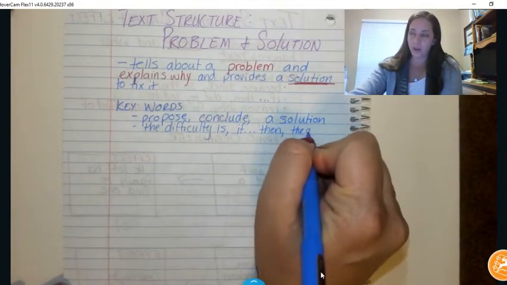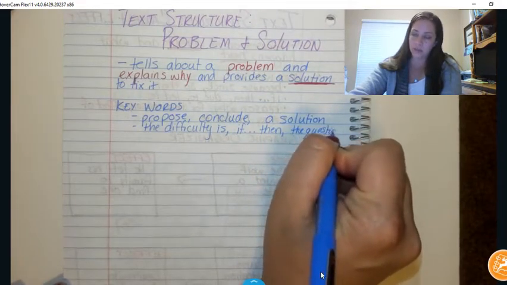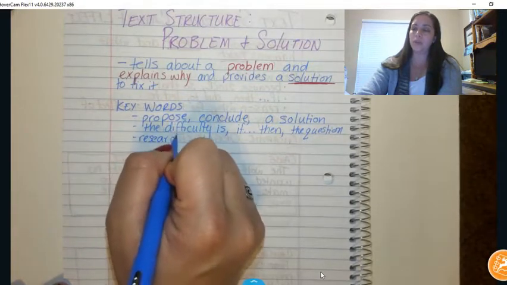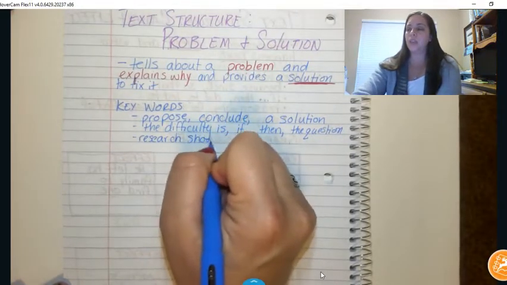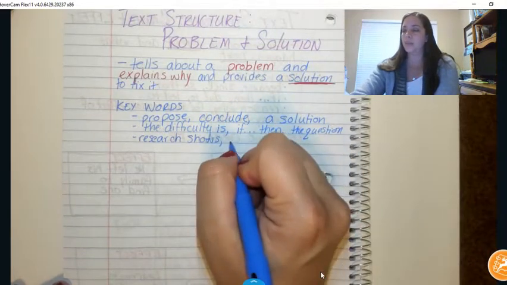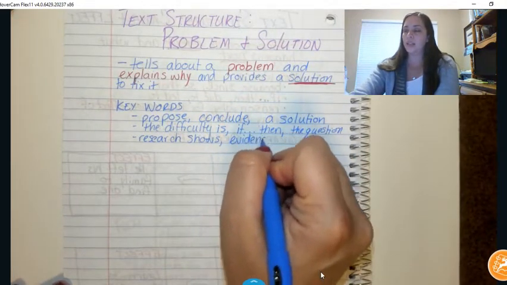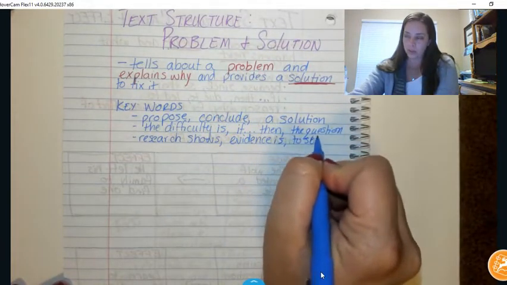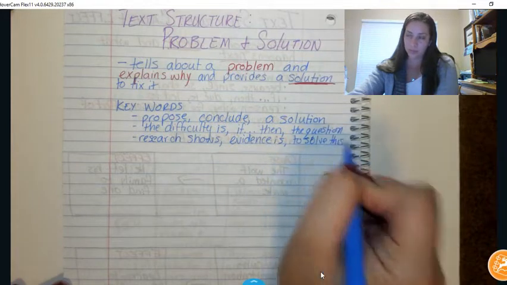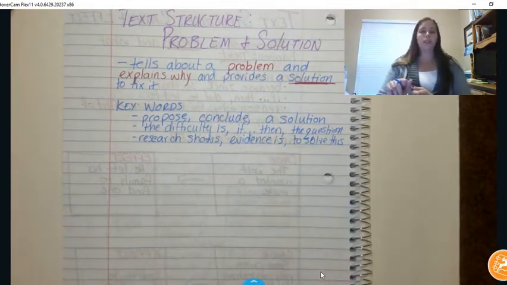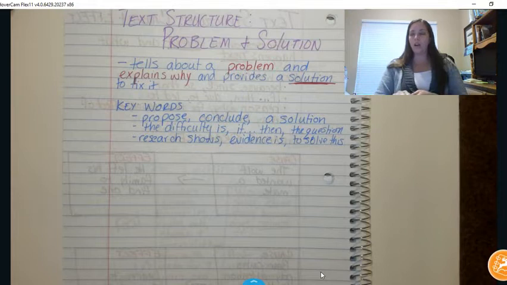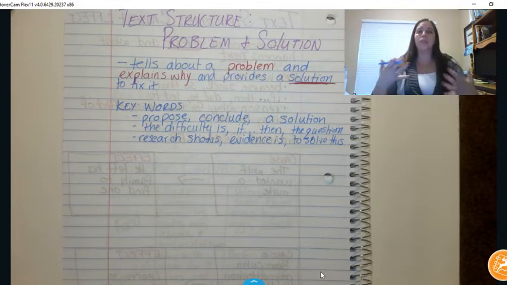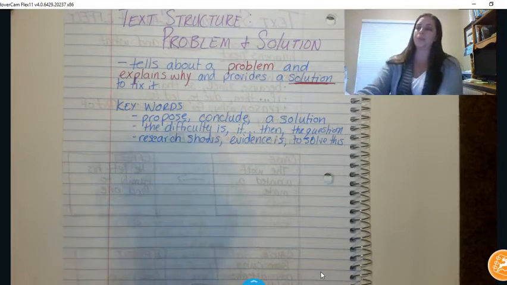We could also have the question. Research shows. So if you're doing research, it means that you're looking into ways to solve a problem. Evidence is, and to solve this. Okay, so just keep in mind that these are some of the keywords. These are not all of the keywords. There could be other keywords out there that people can use. These are just some of the more common ones that we will see.